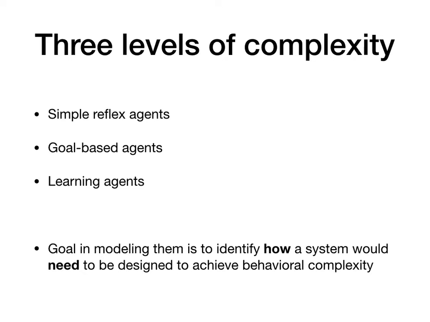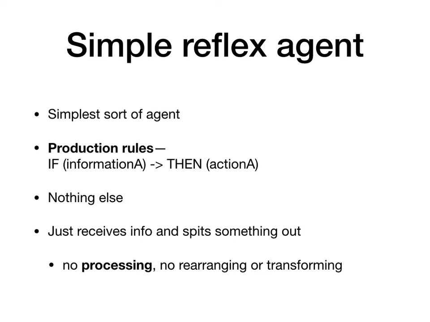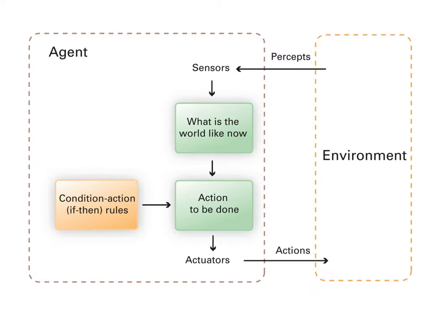So let's talk about a simple reflex agent to start. This is the simplest sort of agent. Very, very dumb. It has a couple of production rules: if something happens, if some state is happening, then create an action. It has nothing else going on. It just receives information and spits something out. There's no processing or transformation going on. And this is how we might lay out that system.